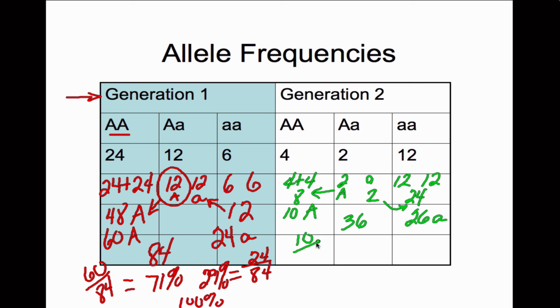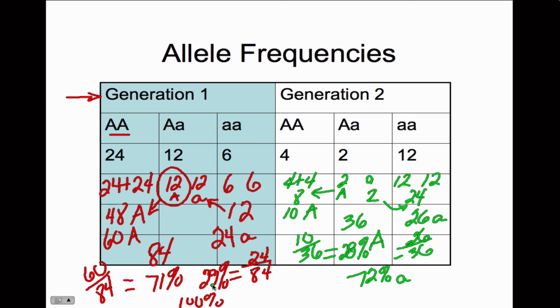So we divide the dominant alleles by the total alleles. 10 divided by 36 is going to give us 28%. And then we divide the 26 by the 36, and that is going to give us 72% of the recessive allele. Now, if we add those together, we have 100%, so we know we're good with our math there. Now we can compare this. We had 71% of the dominant allele, and now we have 28% of the dominant allele in that population. So we have a definite change there.